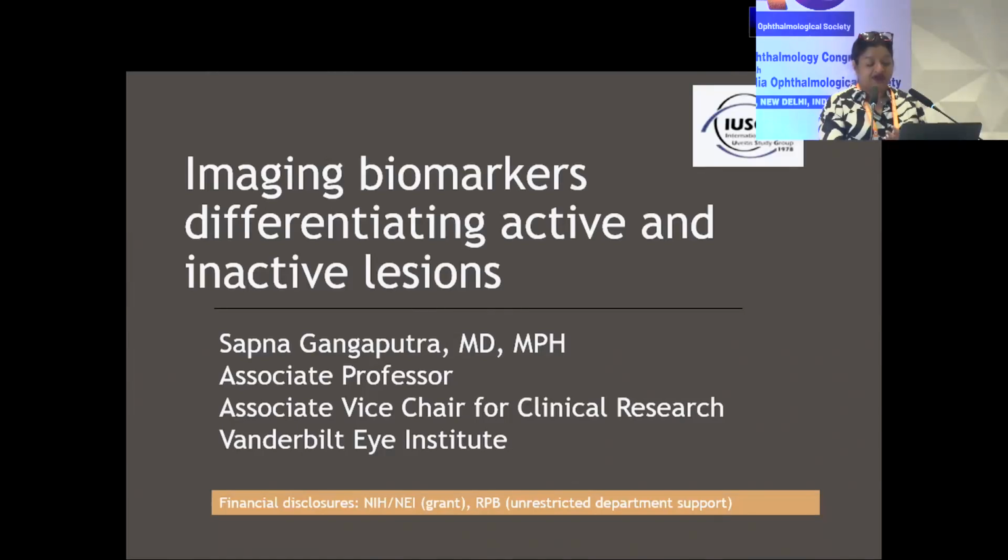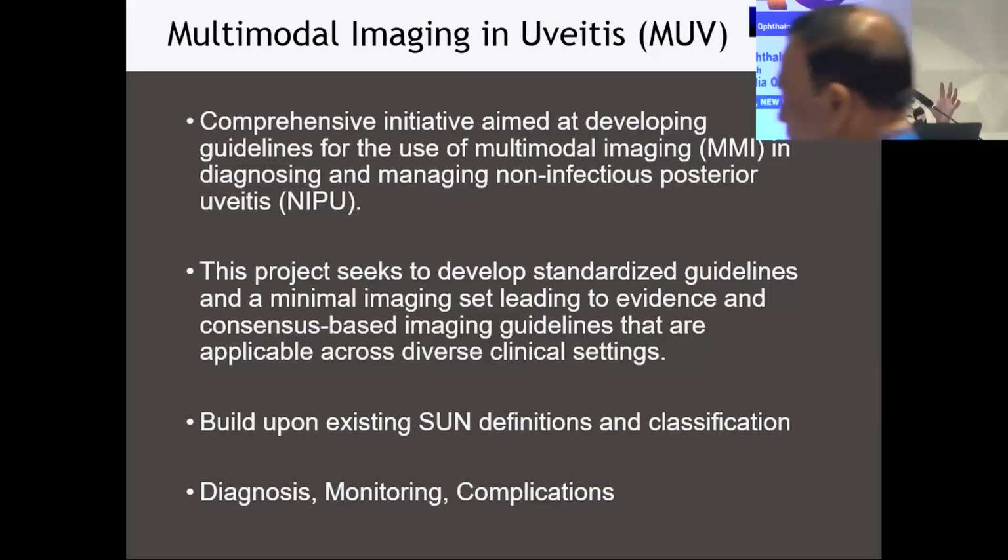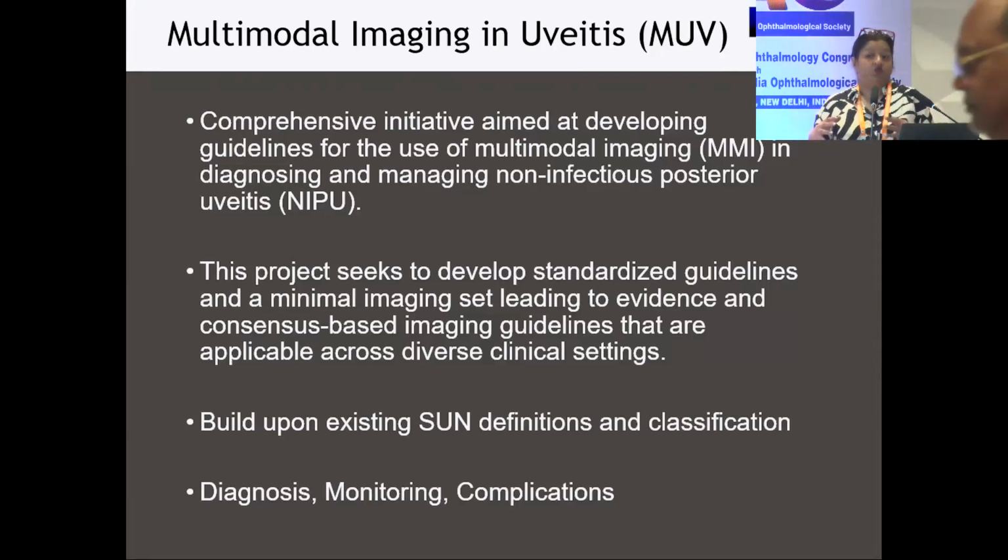So then we started talking about MOVE, which is multimodal imaging in uveitis. Our overarching goal is to identify diseases, and we started with diseases that had good imaging. So we started with posterior uveitis, and we're going to look at the posterior uveitis categories where we can use multimodal imaging and build upon SUN. We did not want to recreate the wheel. We did not want to start fresh with new classifications. We're going to stay with that, but we're going to use imaging to help us understand a few things.